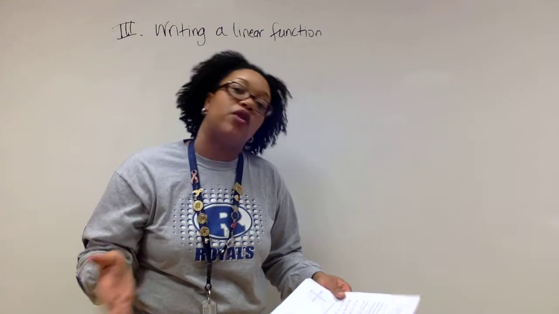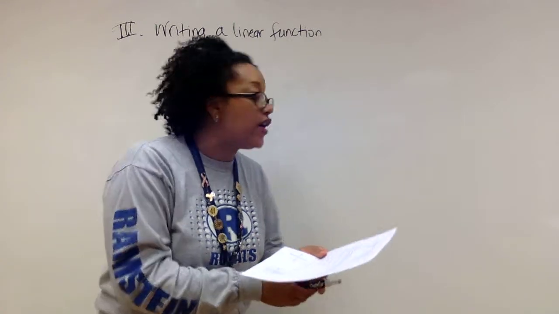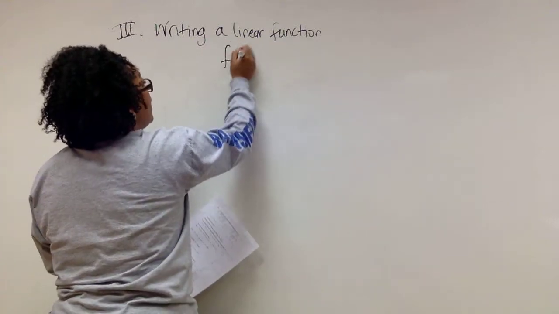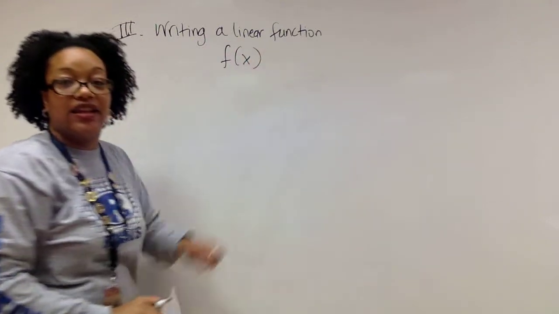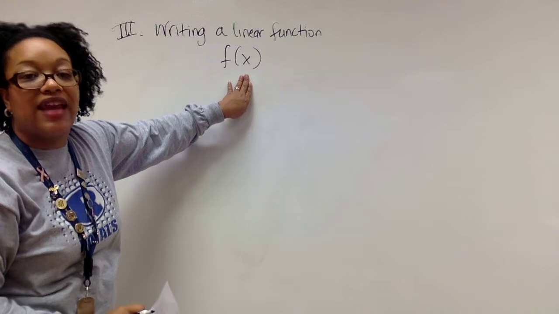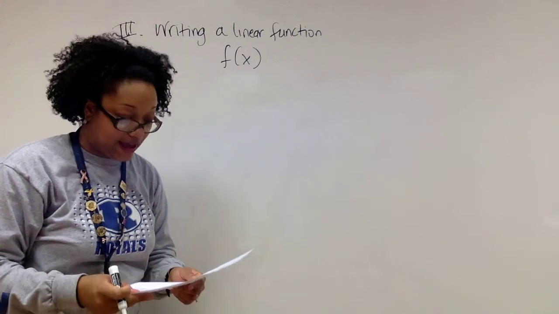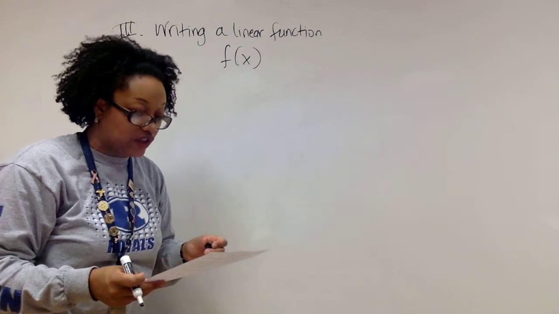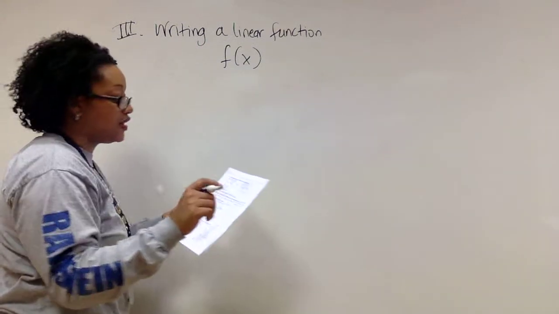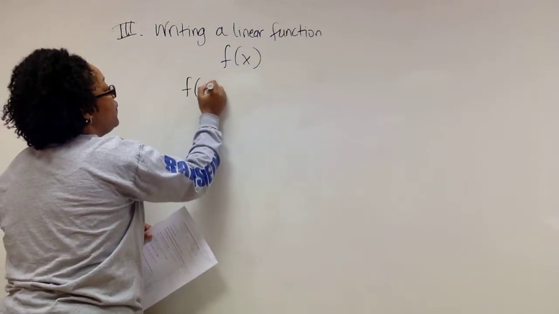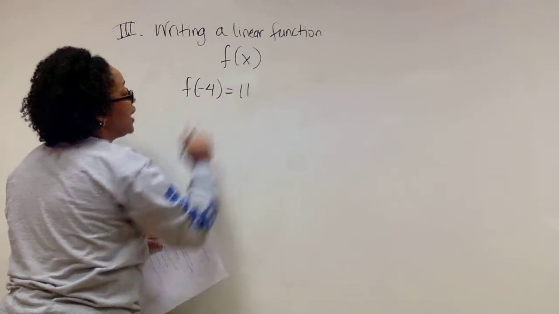You need to remember from our last unit, a function is basically notated like this. And if you remember, we said f of x. That's how you say it. So this is what you put in your blank. If you're given a function that looks like this is the next blank. F of negative 4 is equal to 11.